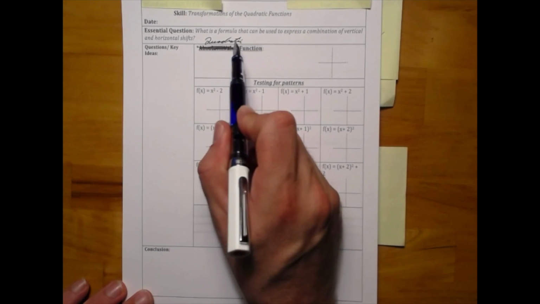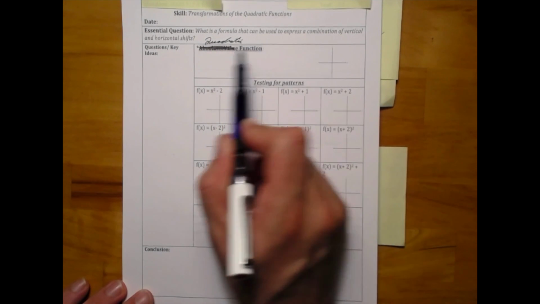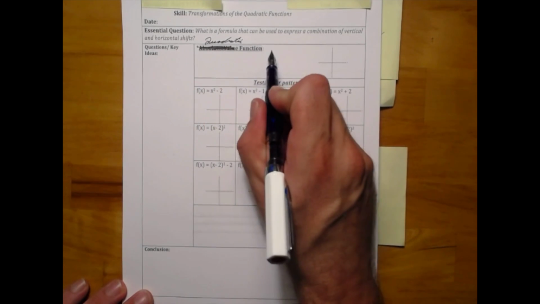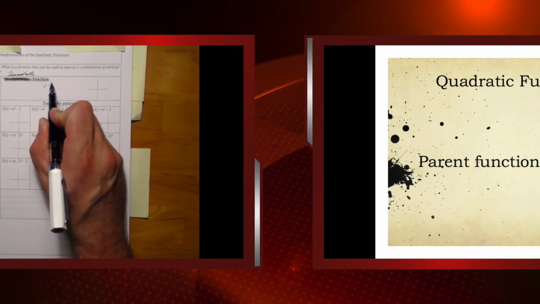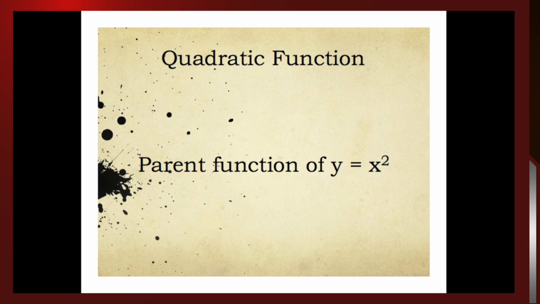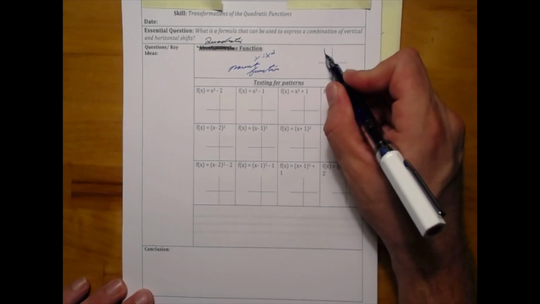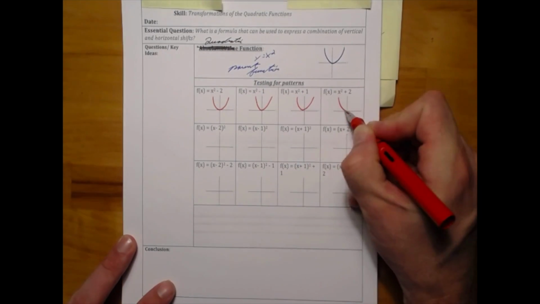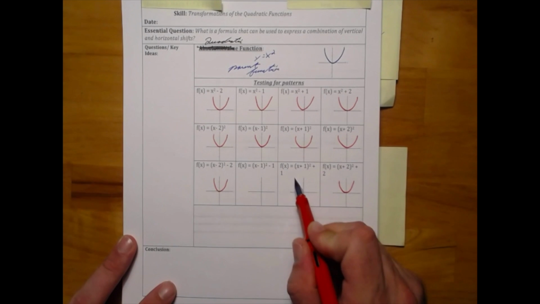In this video, we're going to be looking at transformations of quadratic functions and what is the formula that can be used to express the combination of vertical and horizontal shifts. We need to remember that a quadratic function's parent function is y is equal to x squared, which is our basic parabola, if I added or subtracted values at different points in those equations.